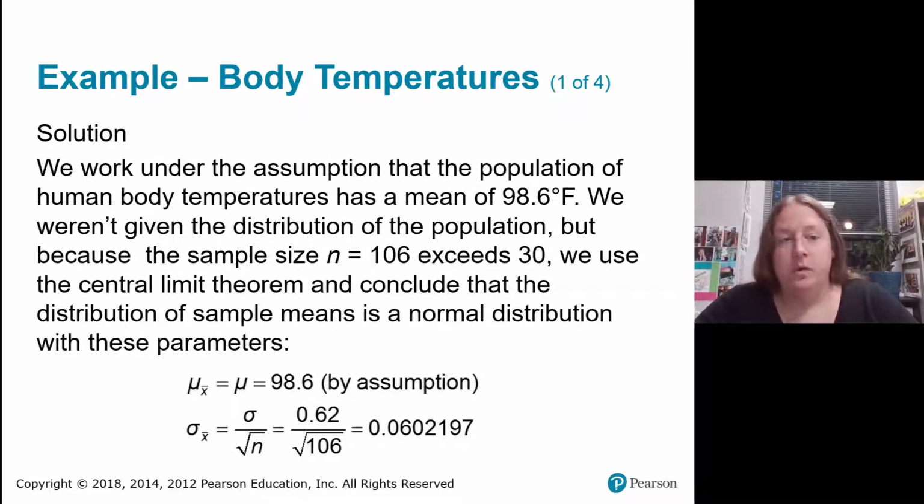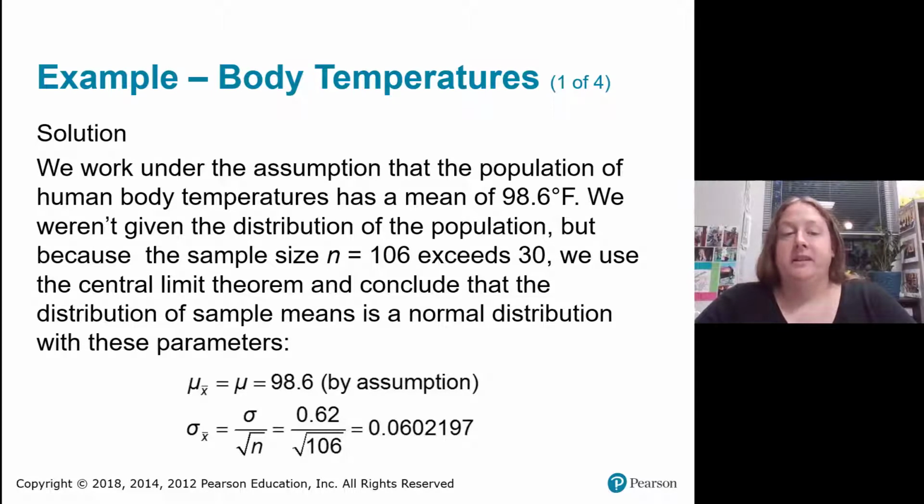So we're going to work under the assumption that the population of human body temperatures has a mean of 98.6. That's the type of assumption we're going to make. So here's our assumption here: 98.6 is mu. All right, that's our population mean. We don't know anything about the distribution of the population, but our sample size is 106, which is greater than 30, so we can use the central limit theorem.